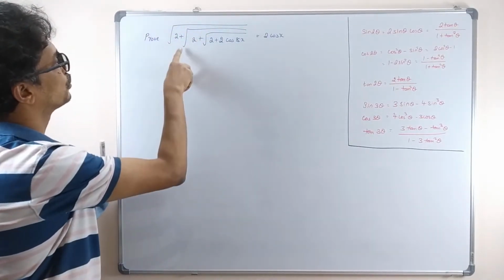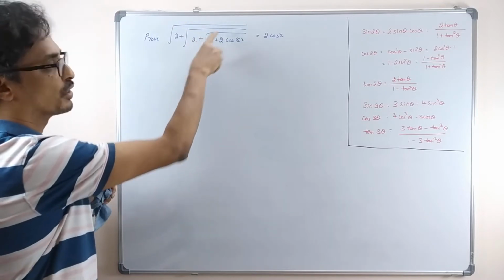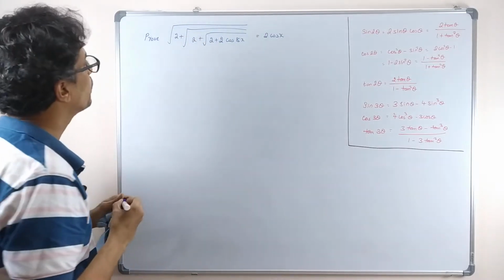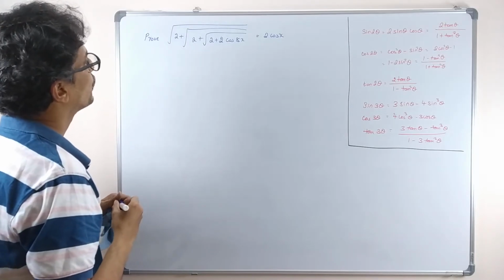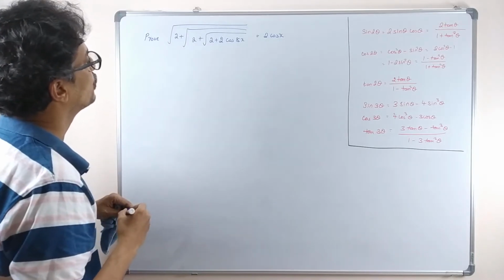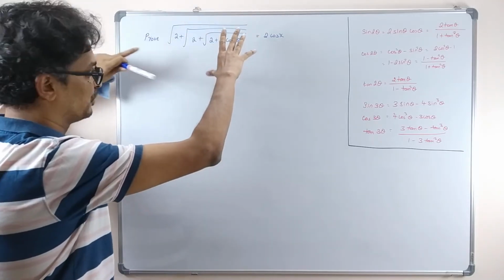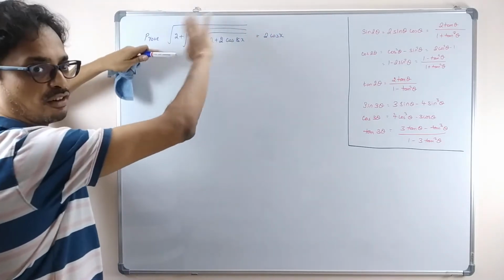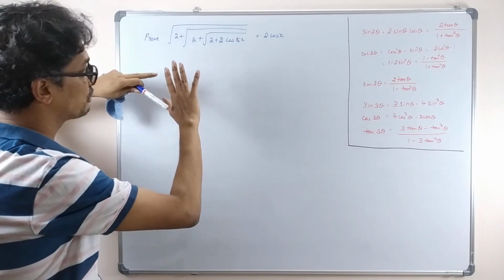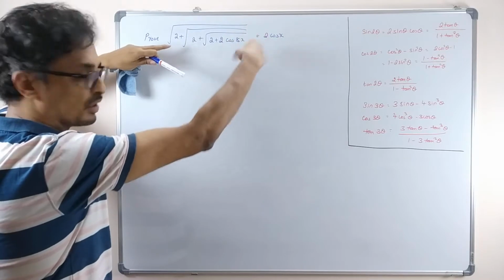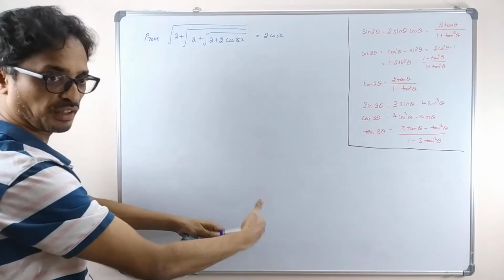Prove square root of (2 plus square root of (2 plus square root of (2 plus 2 cos 8x))) equal to 2 cos x. Okay. So how do we do? How to approach is, because you have a lot of square roots here. If you try to get from RHS to LHS, it is all complicated. Okay. So what we will do is keep both the things and do some juggling and show finally RHS equal to LHS.